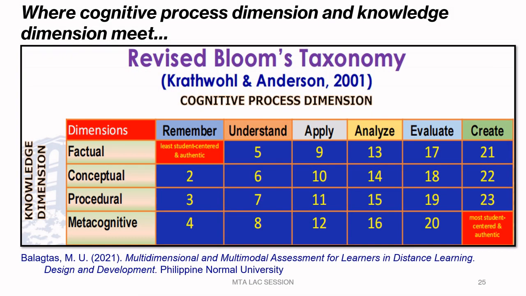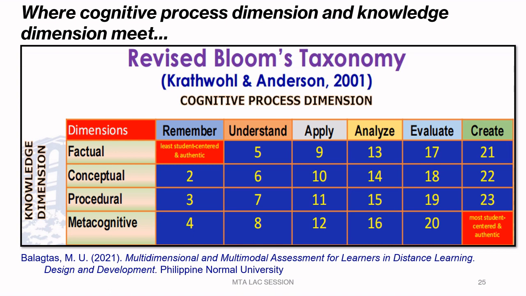Oftentimes, we only categorize a test item in terms of the cognitive process dimension. We distribute items and identify them as remember, understand, apply, analyze, or create. With this, we overlook the knowledge dimension. We tend to forget to categorize it also as to factual, conceptual, procedural, and metacognitive. So the proper way in constructing and categorizing a test item is by considering both dimensions.